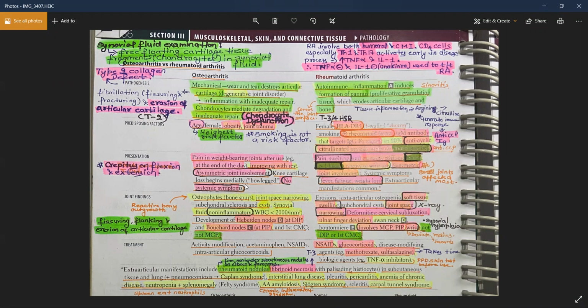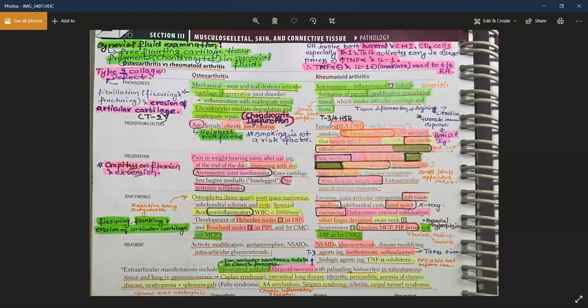So the patient will generally have only the history of bone pain that becomes severe at the end of the day with successive use of the joint. You can also hear some sounds in the joint space with auscultation. And you can have crepitus on joint flexion and extension.